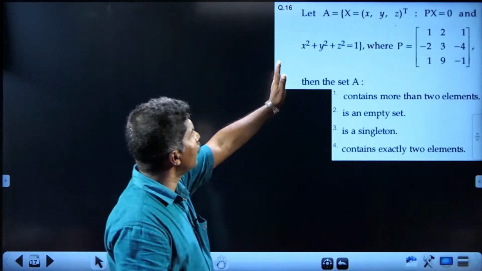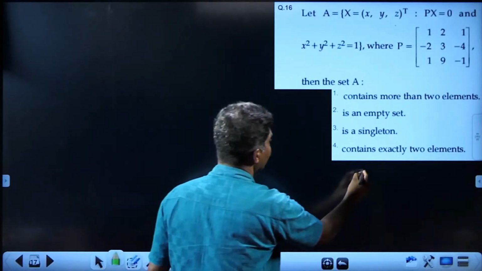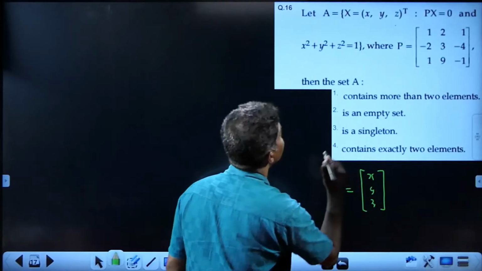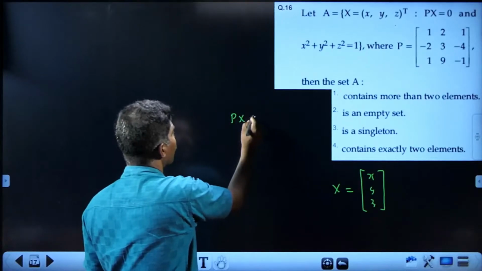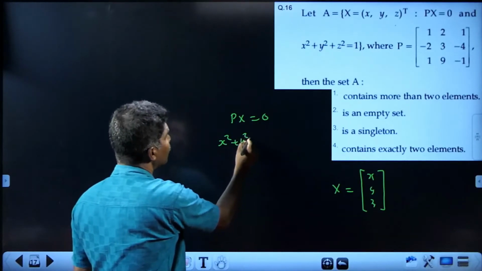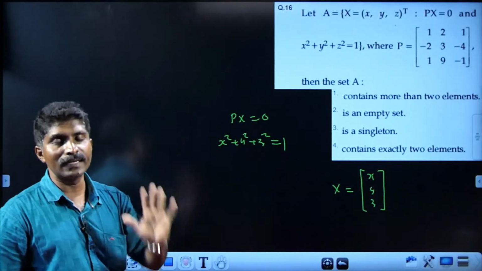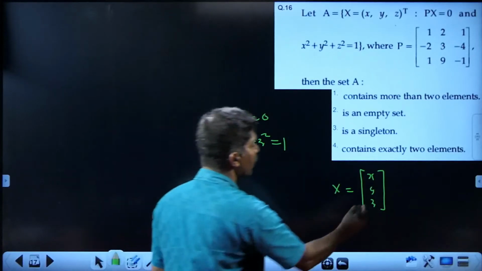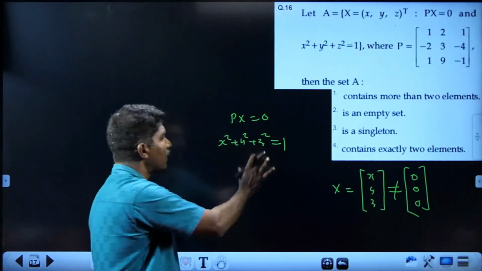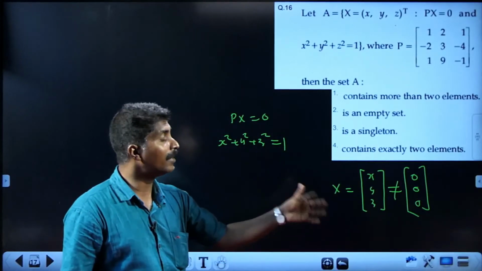Question number 16. A is given as a column matrix (x, y, z) transpose, which means (x, y, z) as a column matrix. And P of X is equal to 0. Also given that x square plus y square plus z square is equal to 1. What's the meaning of that? They are not all simultaneously 0, which means not equal to (0, 0, 0). That means there is a non-trivial solution.